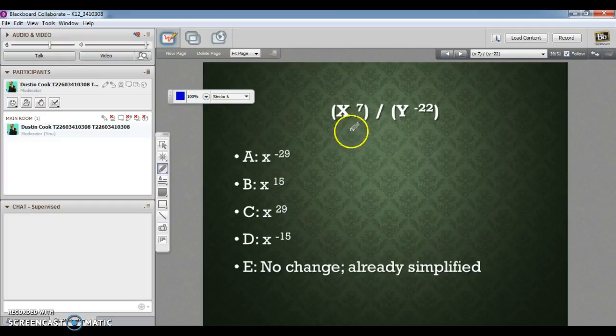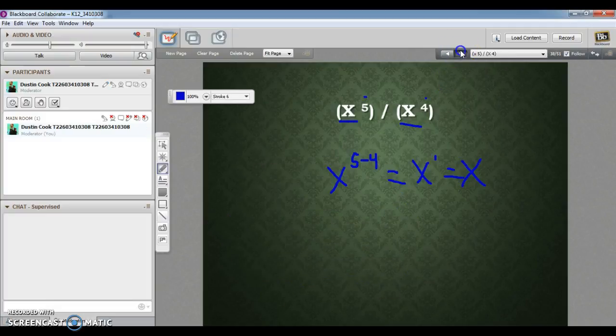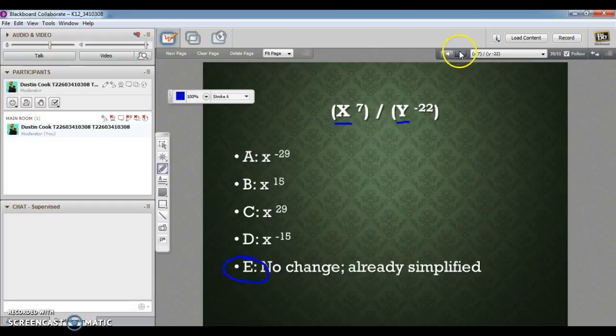Okay, did you notice that the bases are different? Uh-oh, did I trick you? Maybe I did. If so, it's okay. So x and y are different bases. The base must be the same. So we're done, right? Because they're different, we're done. If, however, I make them the same base, now we can actually do stuff. So do me a favor, pause the video, see what you come up with.